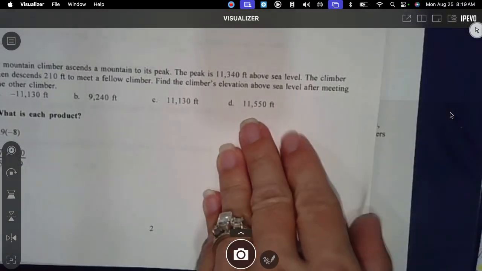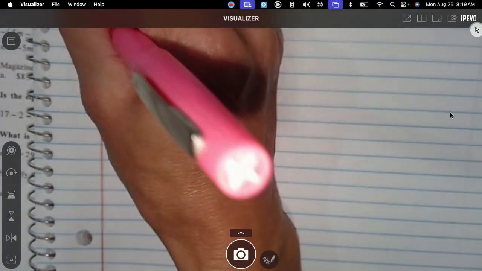Done with another page. Number 22. I don't know why this one's circled on my paper.